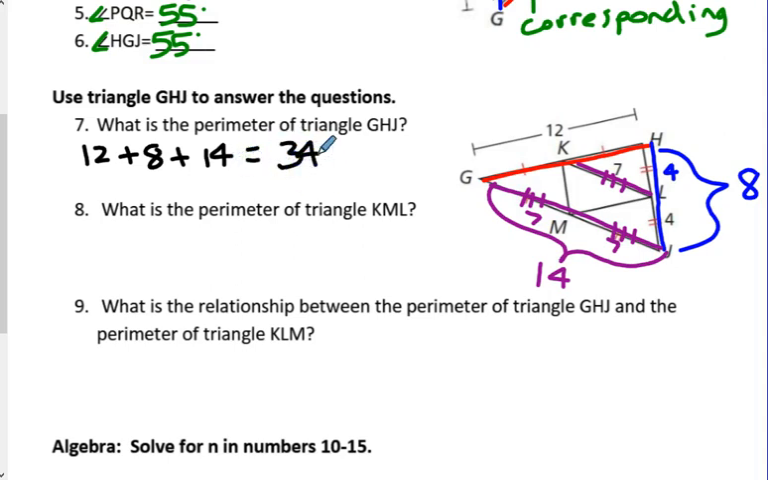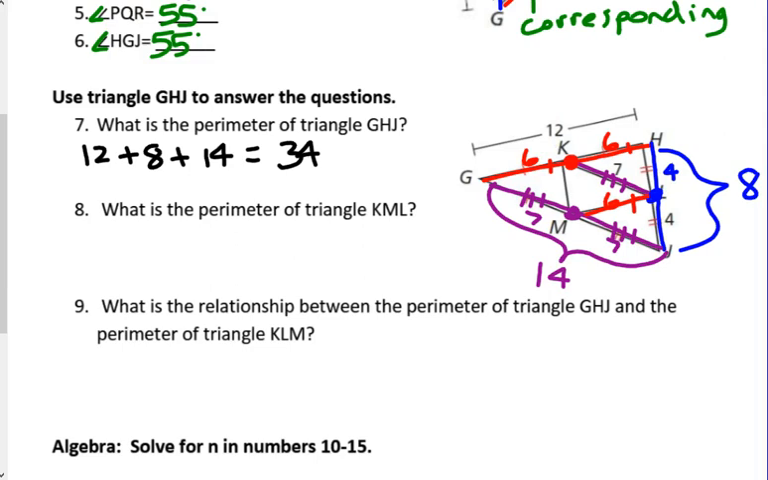All right. But then number 8 says, what's the perimeter of triangle KML? Now that's on the inside. So from K to M to L. Now, ML, I know has to be half of the parallel side, which is 12. So remember, half of 12 is 6 and 6, which means this mid-segment is also 6. And it has one tick mark, like these other ones do.